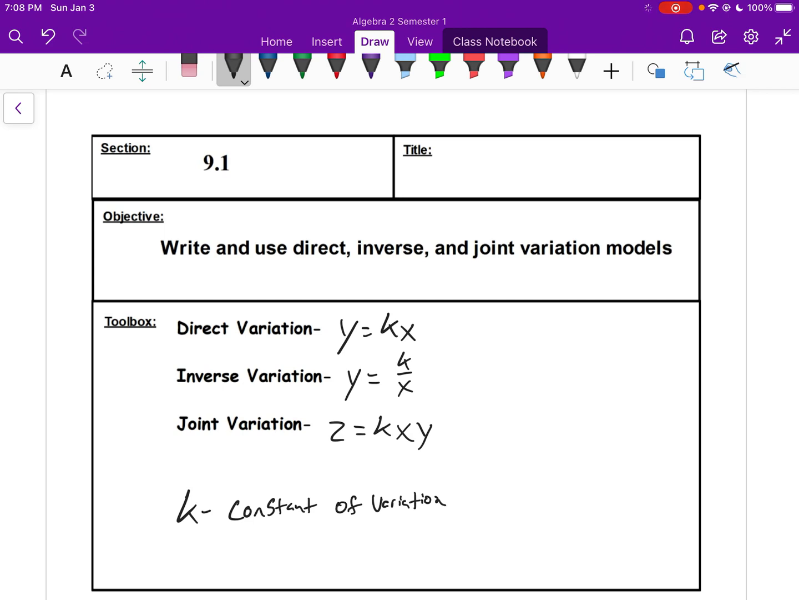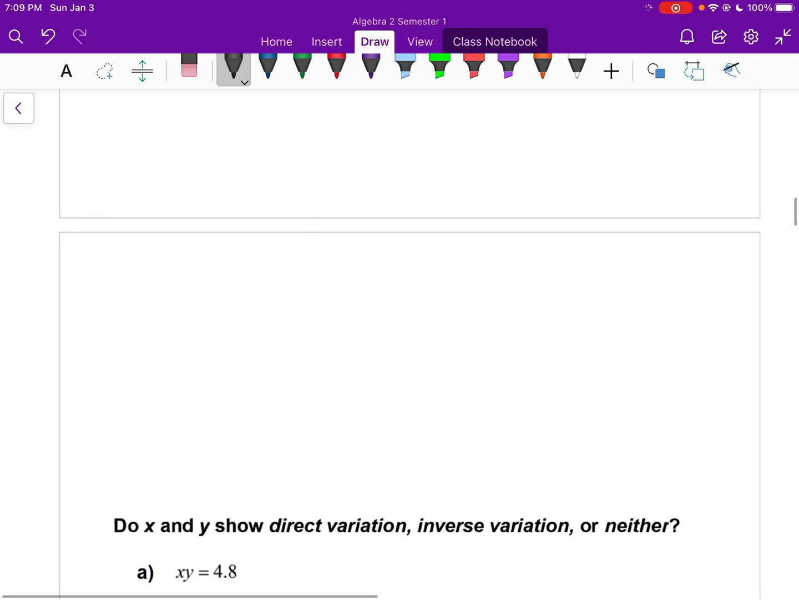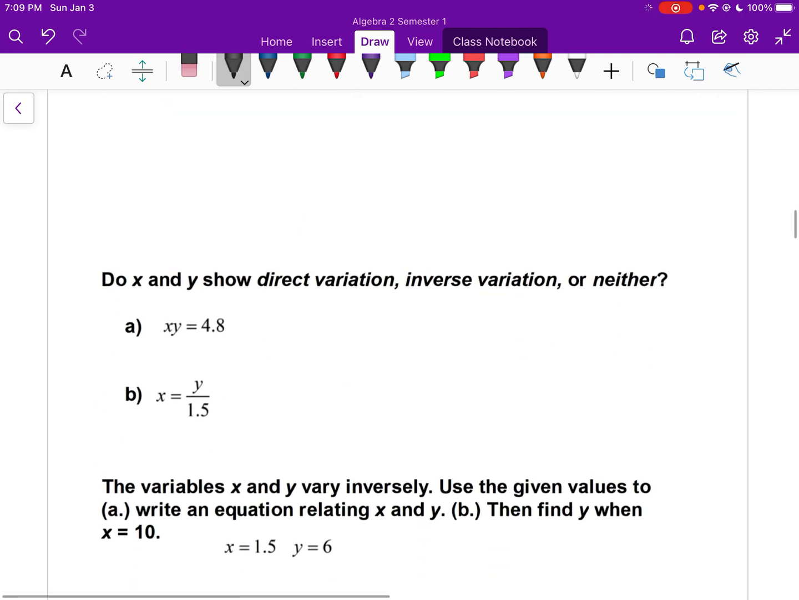The types of problems we're going to see in this lesson is I'm going to give you x and y, and you need to figure out the constant of variation and determine what type of variation it is as well: direct, inverse, or joint. So let's go ahead and get to the first examples.